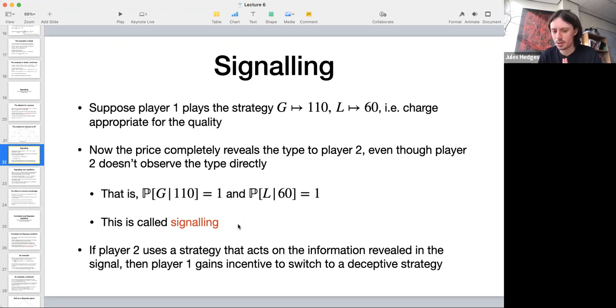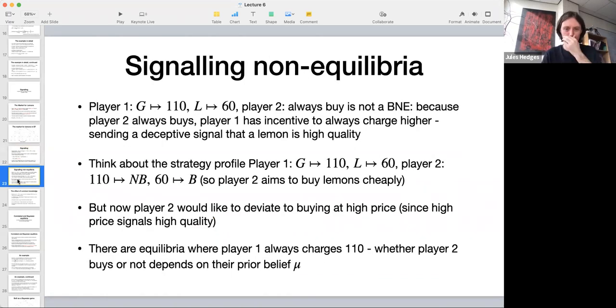Now, the consequence of this is that if player 2 is using a strategy that acts on the information that's revealed in the signal, then suddenly something genuinely new happens that we couldn't talk about in game theory before, which is that player 1 suddenly has incentive to switch to a deceptive strategy. That is to say, to kind of missignal.